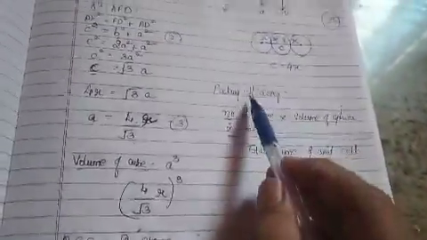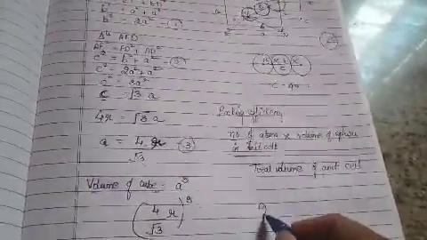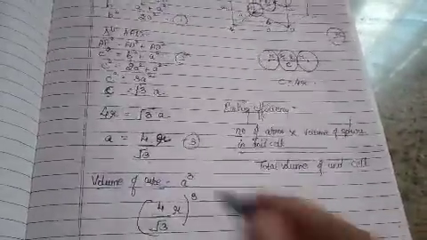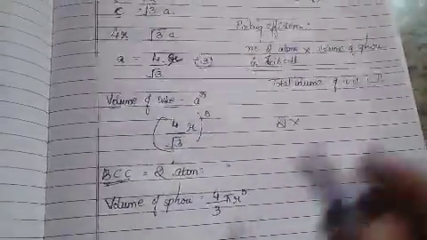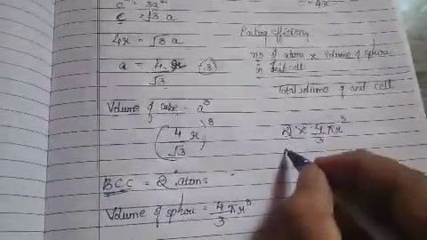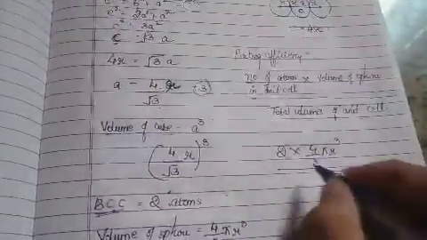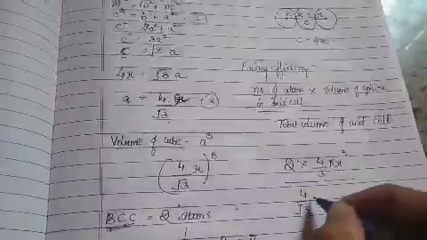Keeping this as our formula, we know that in a body centered cubic unit lattice the number of atoms in a unit cell is 2, and each has a volume of the sphere as 4 by 3 pi r cube, the mathematical expression for the volume of a sphere, divided by the total volume of the unit cell. I have mentioned earlier it is like a cube. So the total volume of a unit cell is the volume of a cube, which is A cube, and we have derived the value of A. So I am going to write it as 4 by root 3 R, the whole cube.